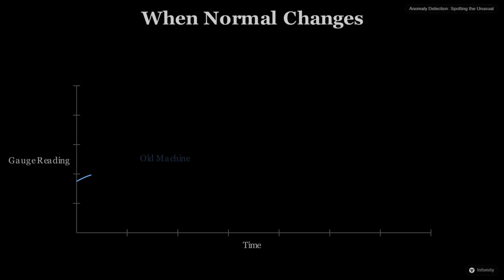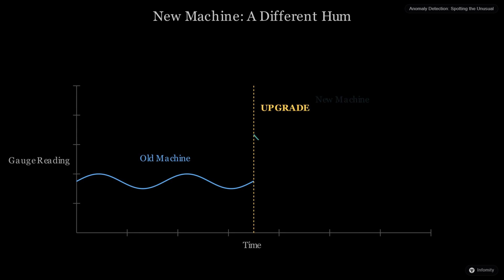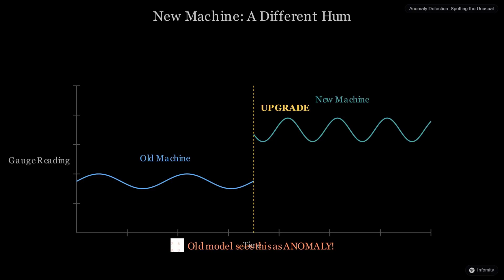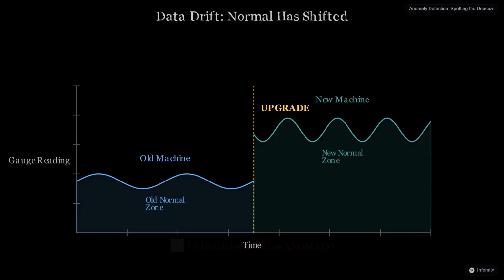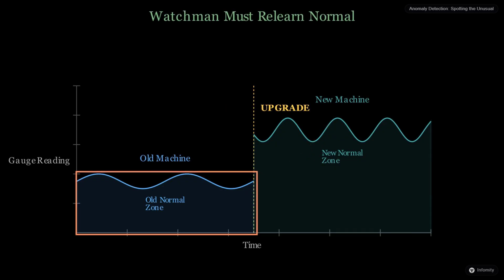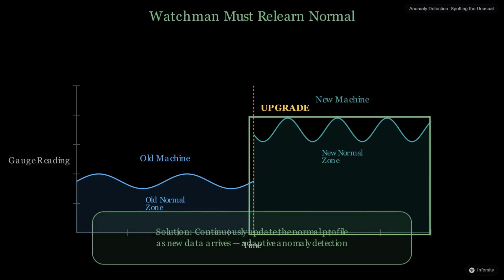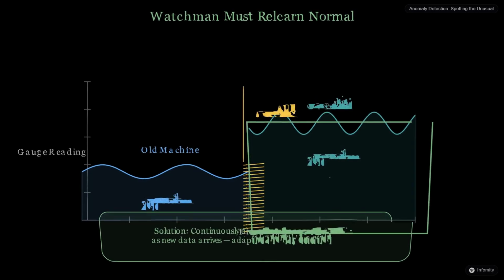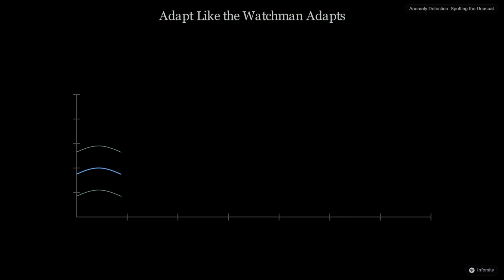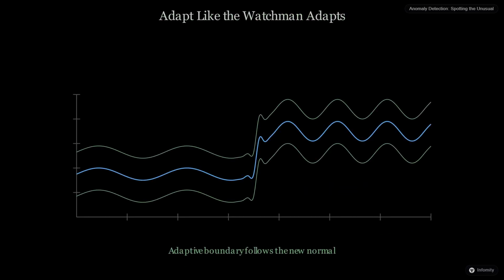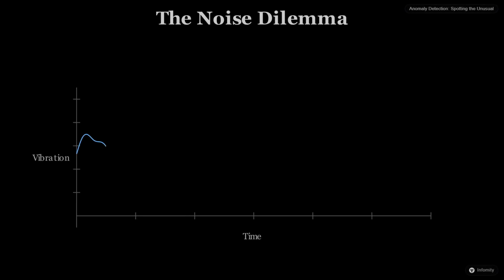What happens when the factory upgrades its equipment? Suddenly, the old hum is gone, replaced by a new, higher-pitched whine. To the watchman, this looks like a massive failure, but it is actually the new normal. This is known as data drift. Our models must be able to evolve. Think of it like a watchman who has to learn that a quiet factory on a Sunday is not an emergency.